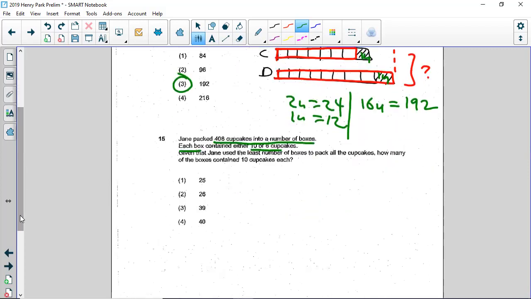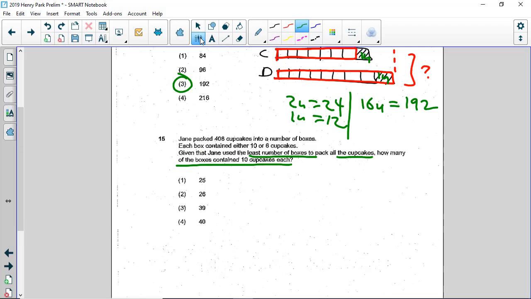All right, each box contained either 10 or 6 cupcakes. So given that Jane used the least number of boxes to pack all the cupcakes, how many of the boxes contain 10 cupcakes each? There's a logic here, a very simple concept. If you want to use the least boxes, you need to put many cupcakes into 1 box.